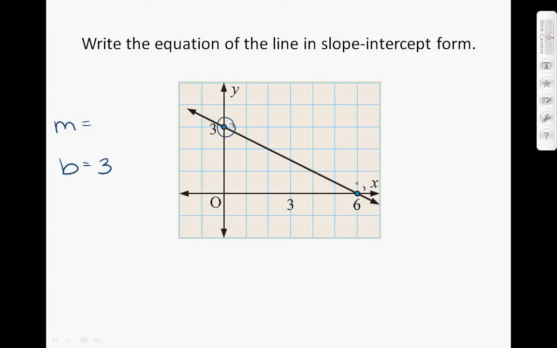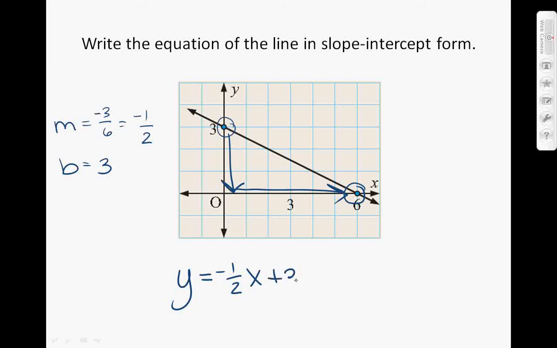From this point down to this point here, we are moving down 1, 2, 3 units, and we're running to the right 6 units. So the slope of this line is -3/6, but we want to simplify that. -3/6 is really -1/2. Okay, so now just plug it into slope-intercept form. I'm going to replace m with the slope -1/2, times x plus 3.